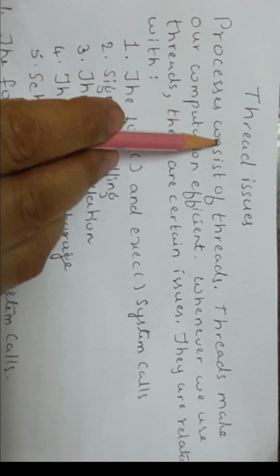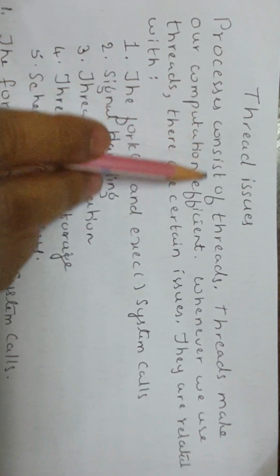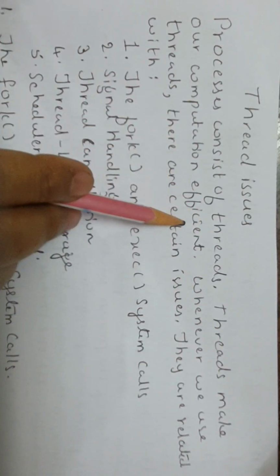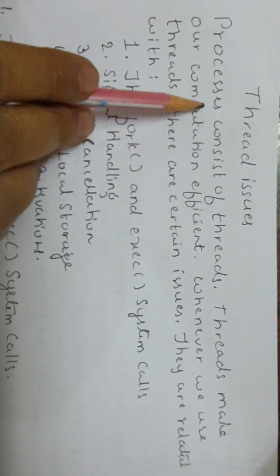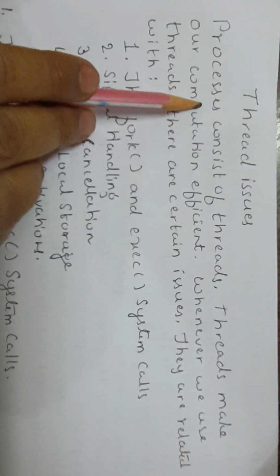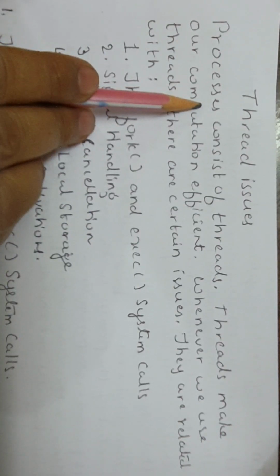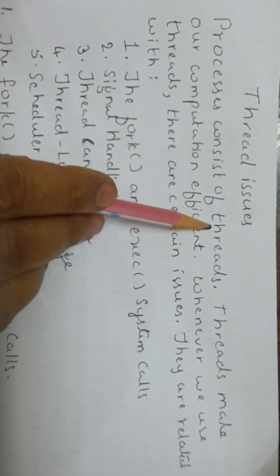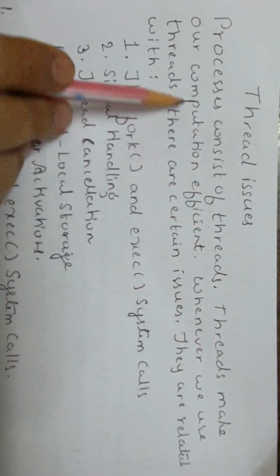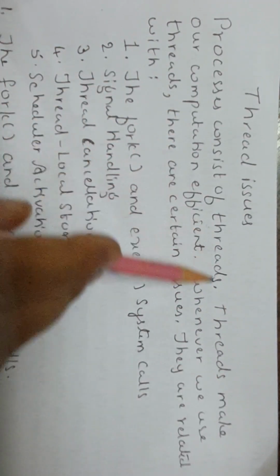Today we shall discuss thread issues. Processes consist of threads. Threads make our computation efficient. Programs under execution are processes. In a process, one or many threads may be there, that is, units of execution. As many threads, so many different executions at the same time they will be done. Hence, they can make the computation efficient.